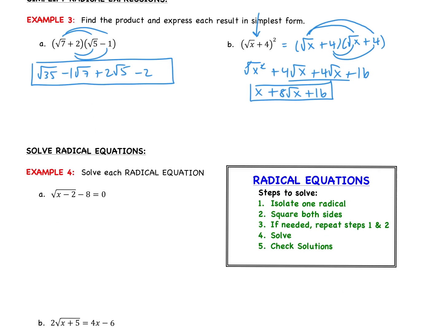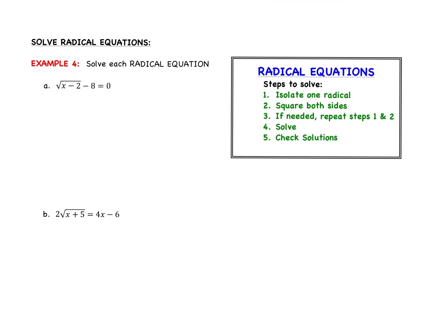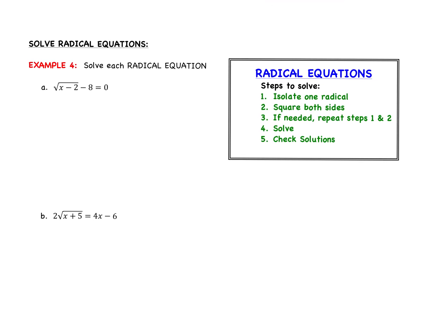Okay, last 2. Last type of equation we have to solve right now is a radical equation. You can see the steps off to the right. Get the radical alone, square both sides, and then solve. I would like you to, again, circle that very last step, check solutions. This one you need to show work for.